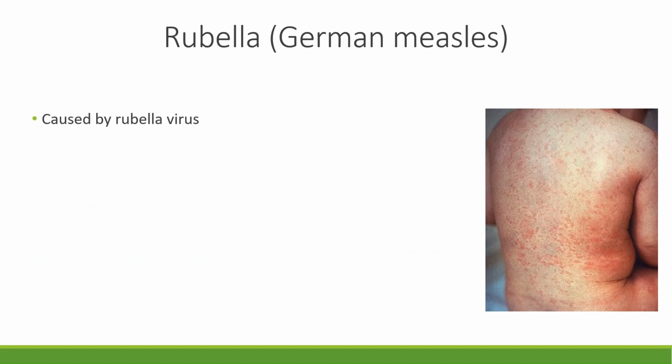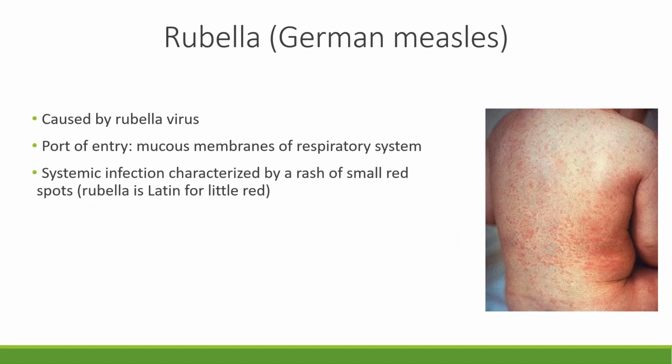Rubella, also known as German measles, as it was first described by German physicians in the mid 18th century, is caused by rubella virus. Its port of entry is mucous membranes of the respiratory system, again, and it causes a systemic infection characterized by a rash of small red spots. That's what rubella in Latin means, a small little red. It has mild symptoms and low mortality.